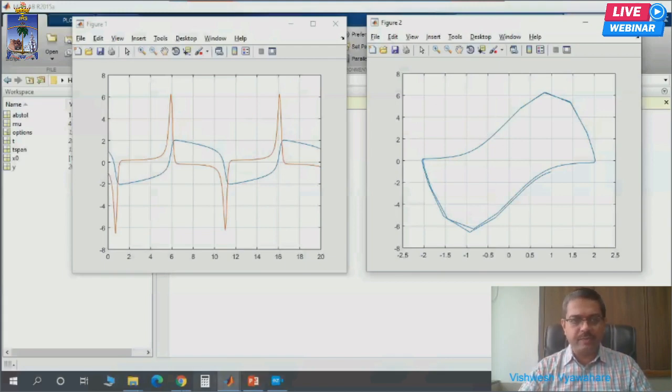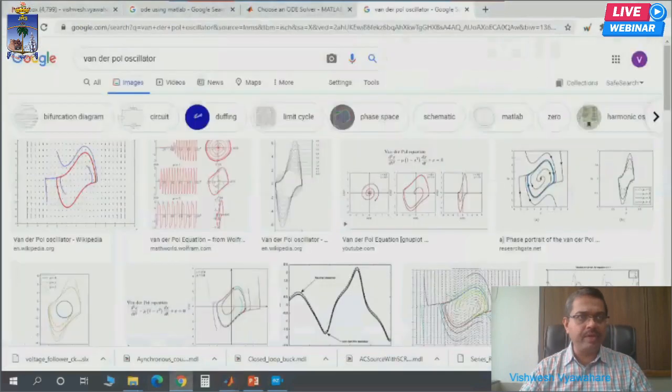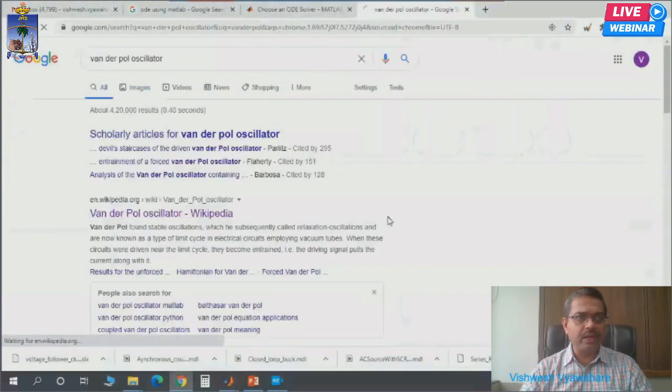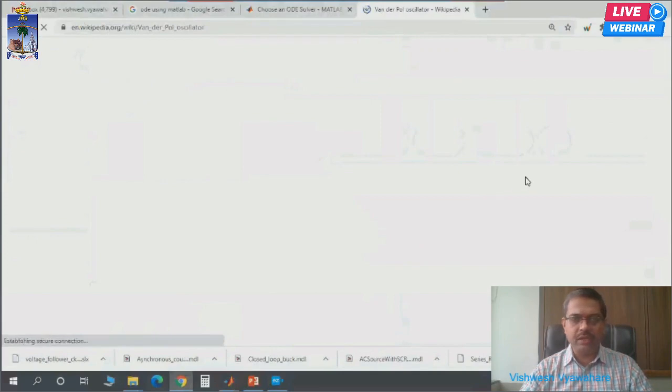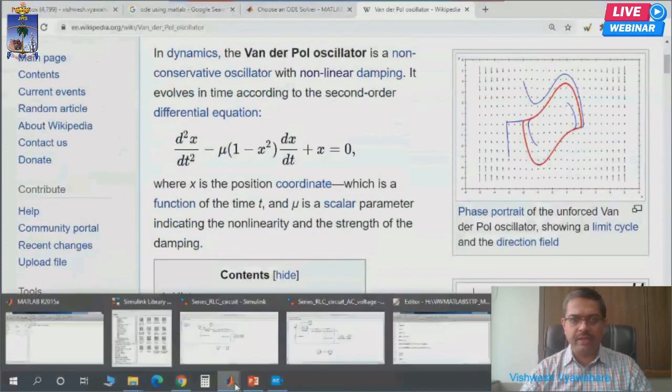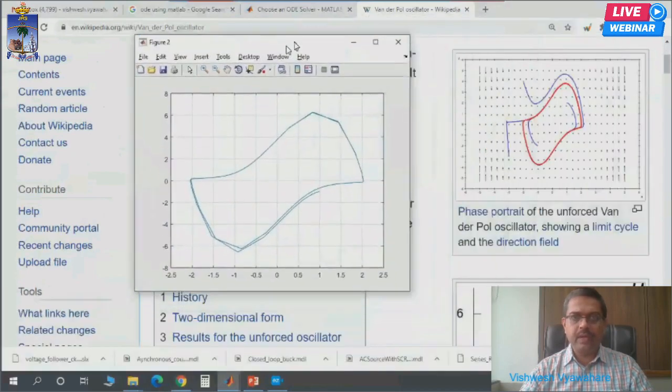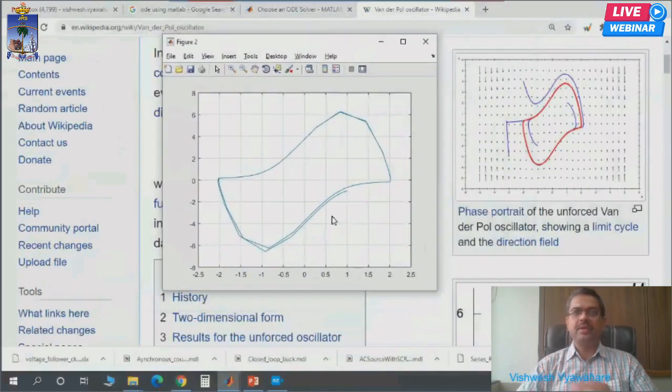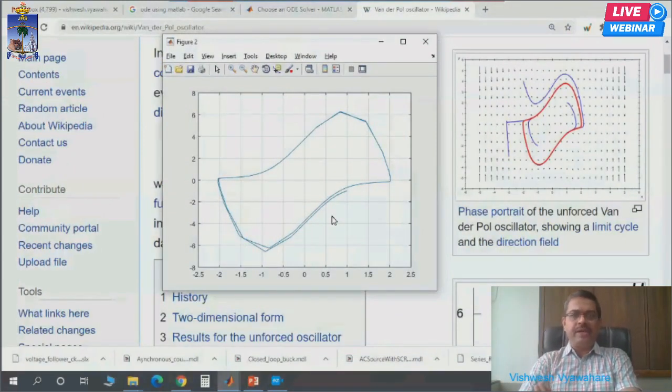And next is the phase plot. For this we can go to Wikipedia and we can see the solution there, the phase plot. Now look at this phase plot here where my cursor is moving, and compare this with this. Of course they might have taken a different value of mu, but you can see y versus y dot, the phase plot, phase plane. So this is how you solve a differential equation in MATLAB.